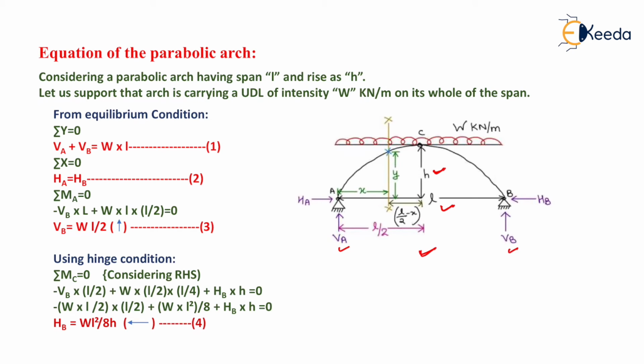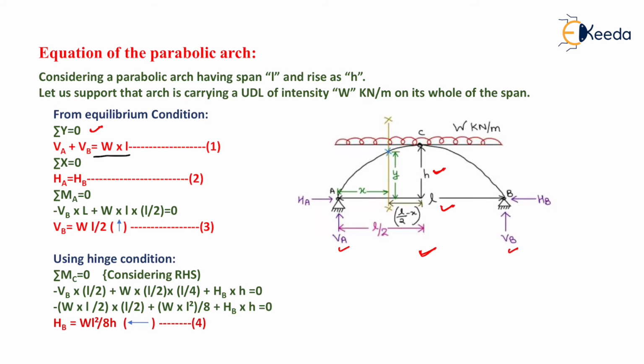First equilibrium condition is summation of all forces in vertical direction is equal to 0, that is summation of Y is equal to 0. Two vertical forces, VA and VB, are acting in the upward direction and one force of UDL, that is W into L, is acting in the downward direction. So we write the equation as VA plus VB is equal to W into L. That is our first equation.